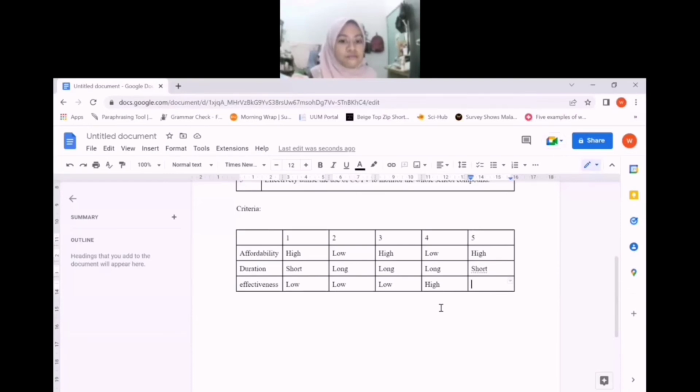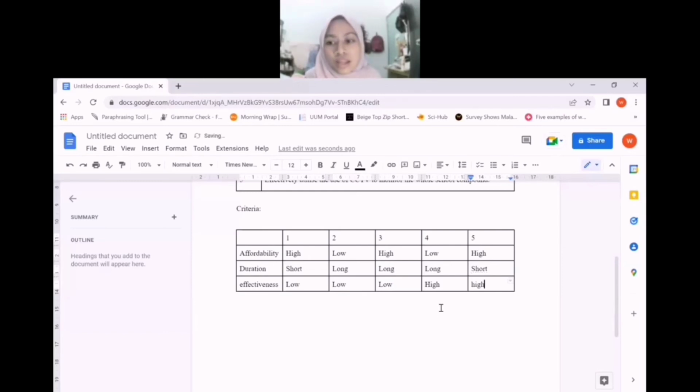Lastly, for the effectiveness, I think it's high because the use of CCTV can monitor every movement of the students in the school and can detect the crime that occurs in the school, such as bullying. So, what do you think? What about you guys think?